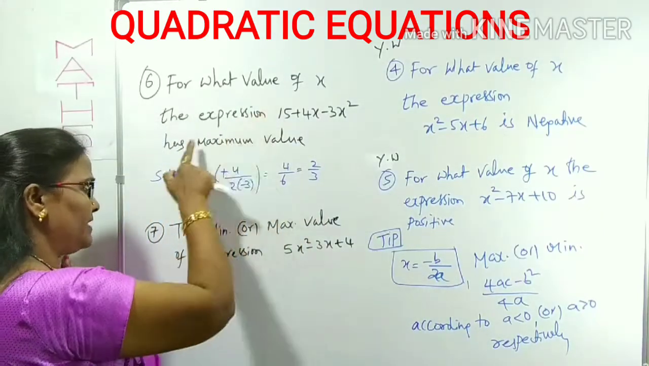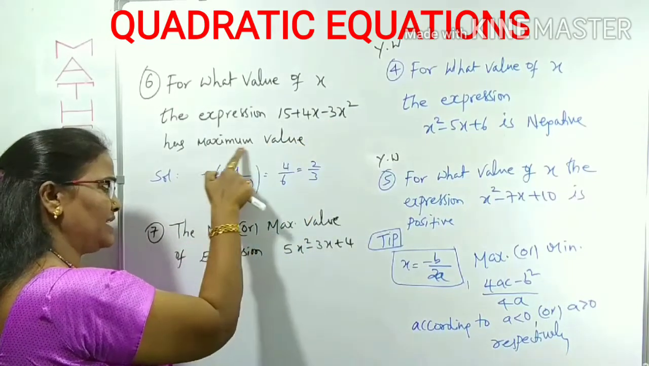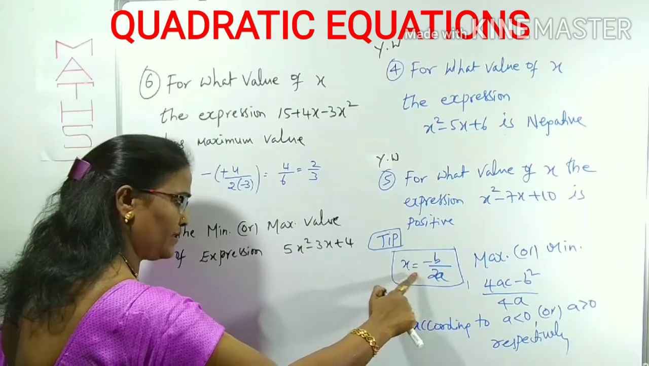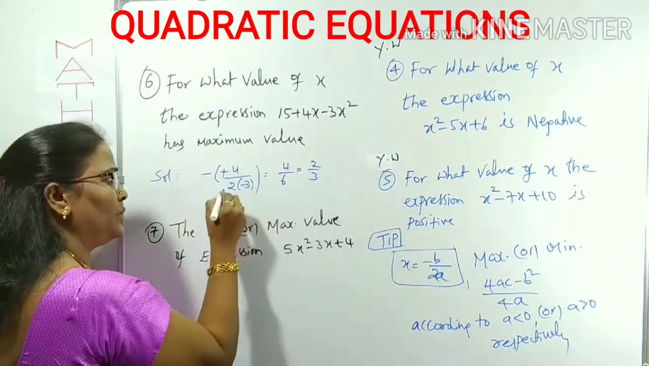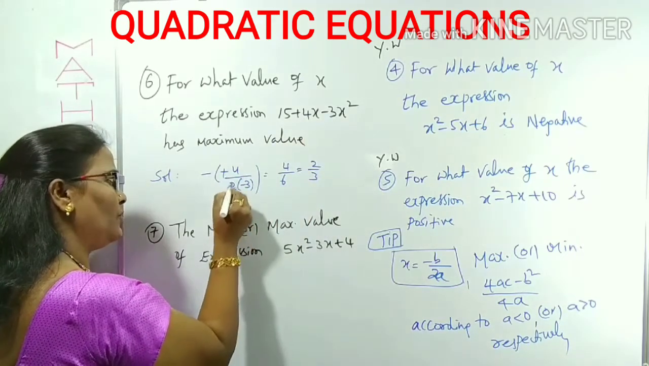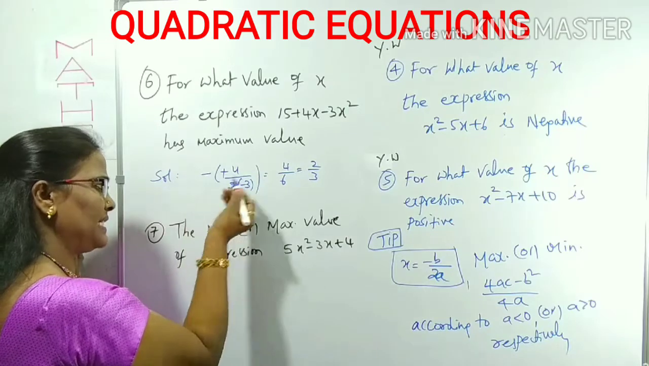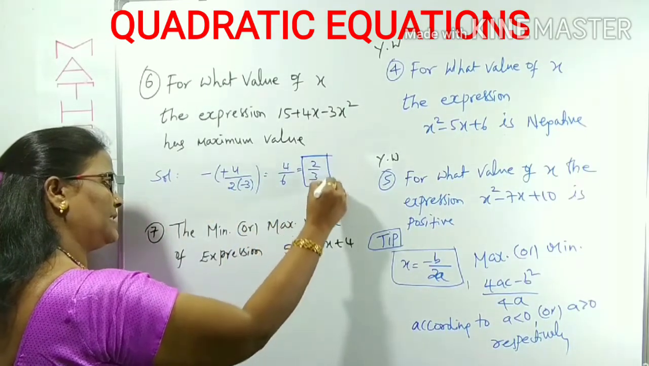He is asking for the x value. It is given clearly as maximum, because a is minus 3, which is negative. He is asking only the x value. What is the x value formula? x is equal to minus b by 2a. Minus b is minus 4, by 2 into a, which is minus 3. The 2s cancel, so 4 by 6 is 2 by 3, and minus minus cancels. What is the answer? Yes, x is equal to 2 by 3.